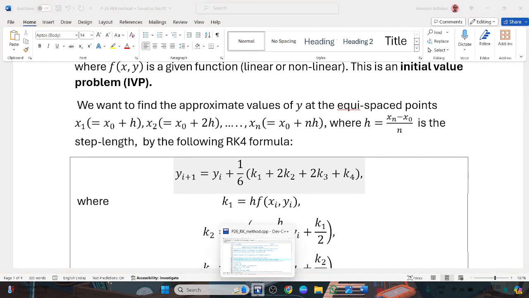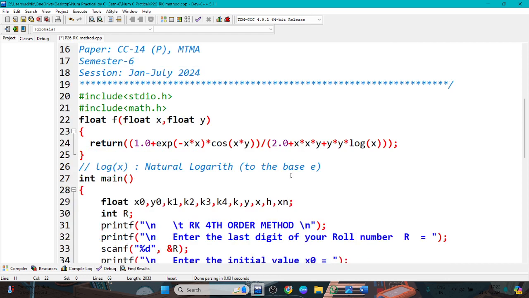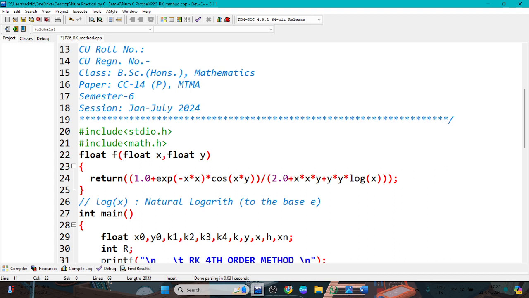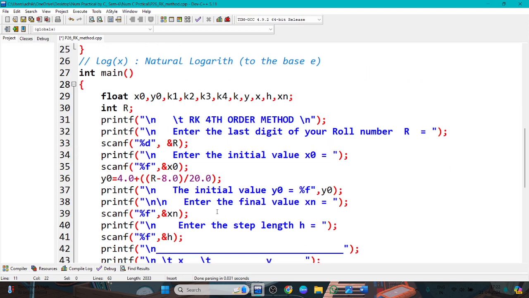Now we come to the programming. First we define the function. This function f, arguments are float x and float y, returns (1 plus exponential e to the power minus x square cos(x y)) whole divided by 2 plus x square y plus y square log x to the base e, natural logarithm to the base e. These are the floating variables x0, y0, k1, k2, k3, k4, and k, y, x, h, xn.